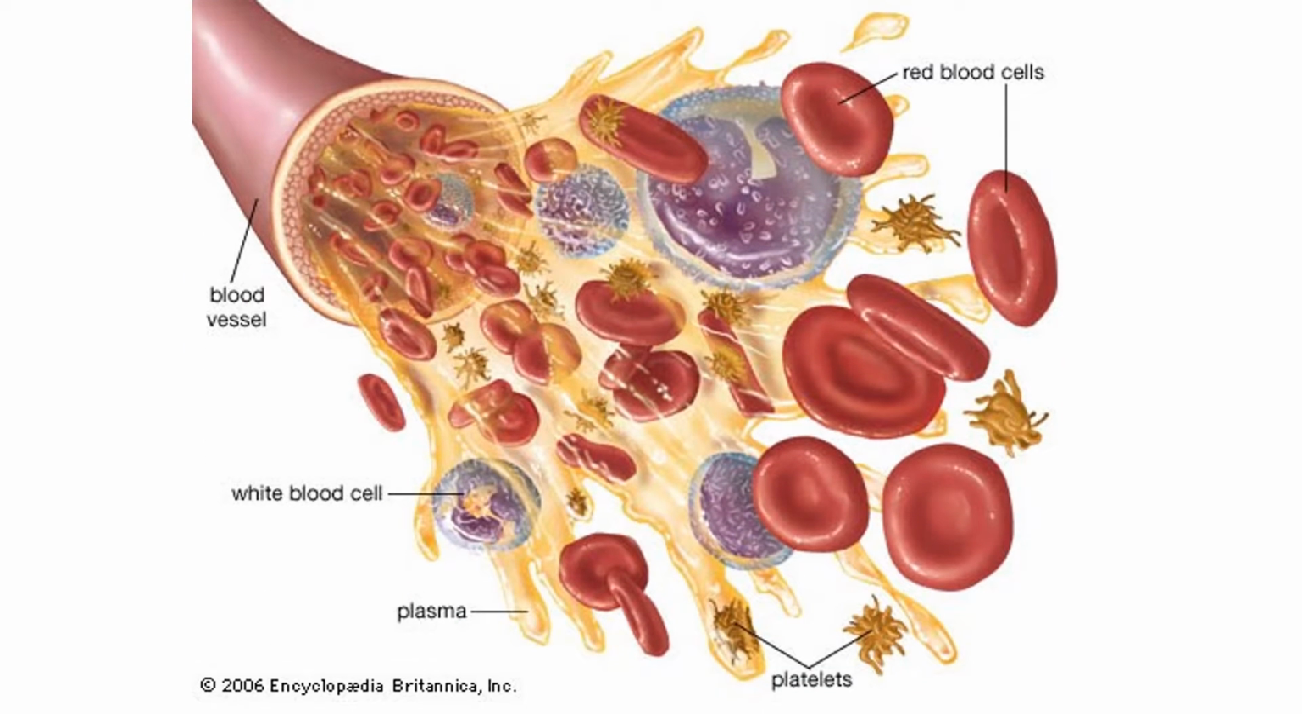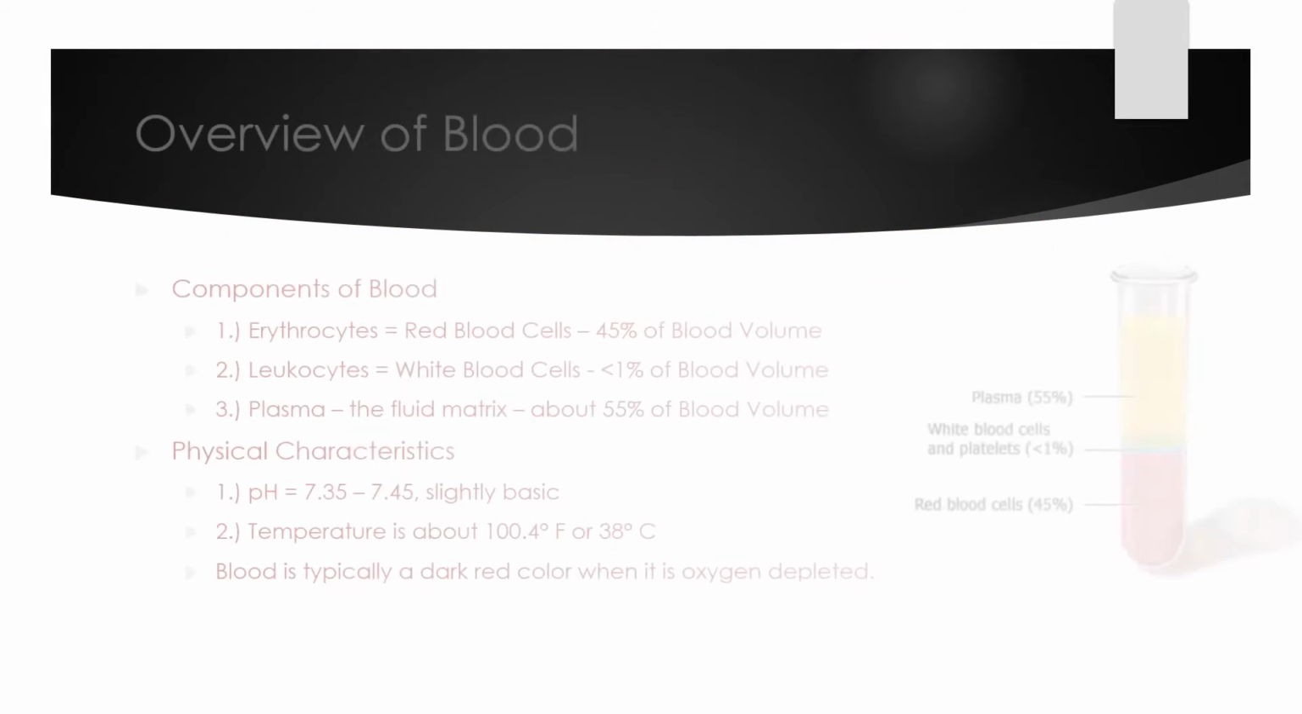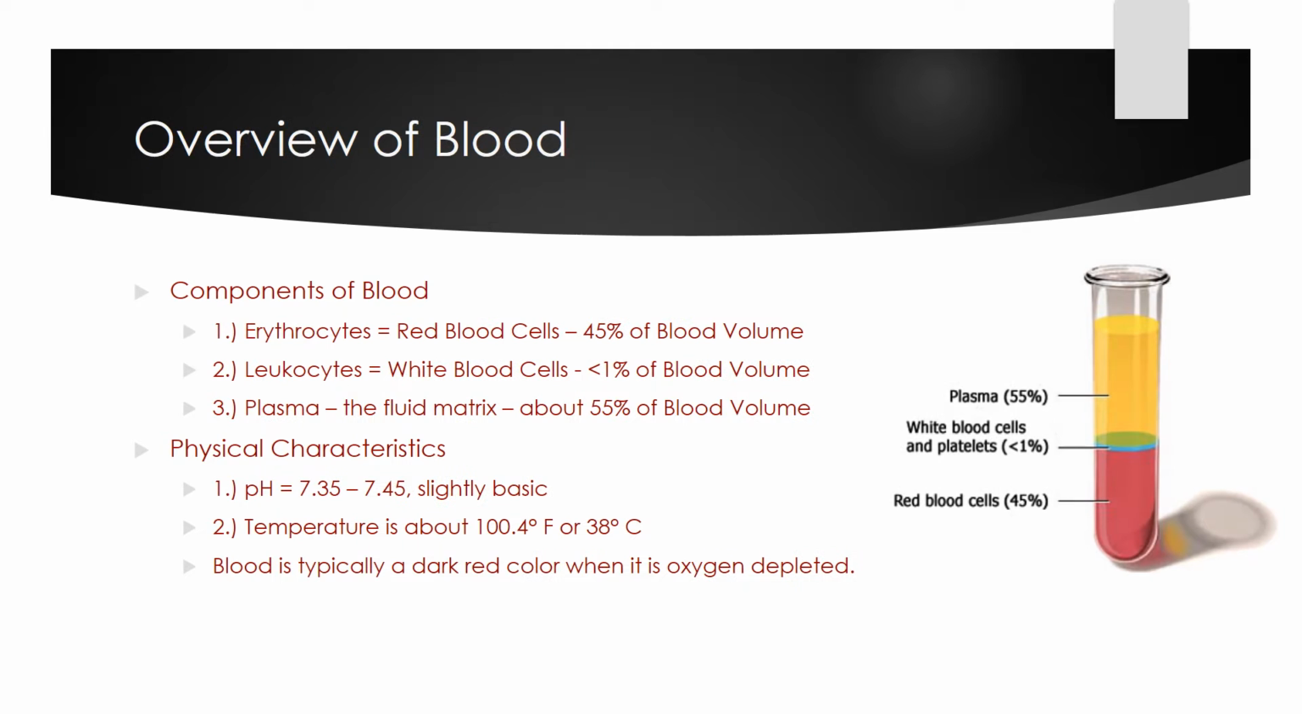A quick look at the components as they are flowing through your blood vessel. A quick look at the components of blood. Blood is made up of three components. The red blood cell layer, which is just going to have your erythrocytes, that's 45%. Then the white blood cells and platelets, which is less than 1%, will make up this clear whitish buffy coat. Next is the plasma layer. The plasma layer itself has many other components, which we will discuss later in our slides.